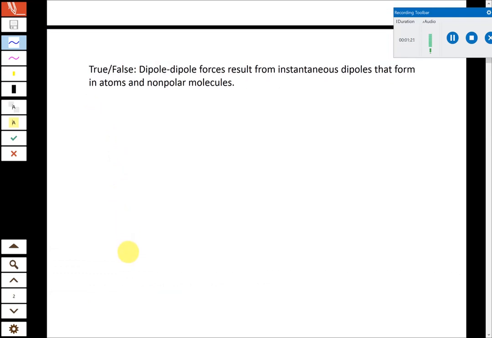So again, we did pretty well on these for the most part, but this was a true-false question where about 50% of people got it right, and that's always a little bit alarming because you could close your eyes and do it and get the same results. So let's see what happened here. This problem says: dipole-dipole forces result from instantaneous dipoles that form in atoms and nonpolar molecules.